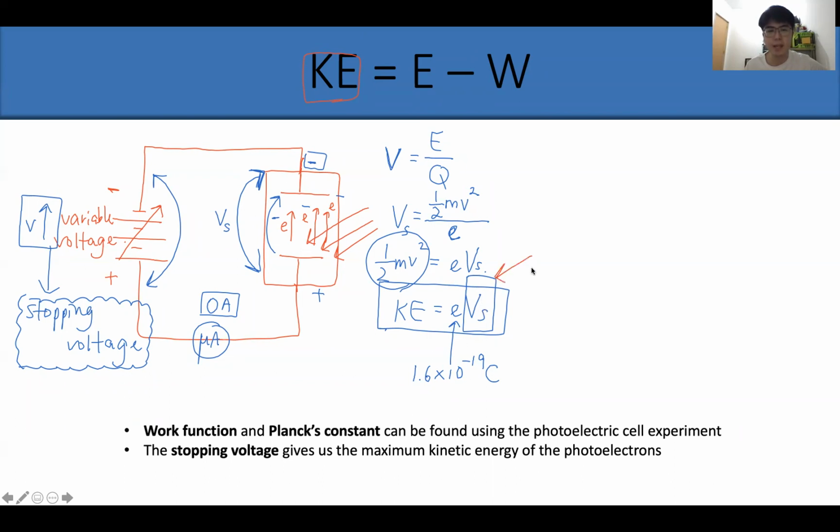Where do I get this Vs? I get it experimentally from this. So if I know my stopping voltage, then I can calculate the kinetic energy of the photoelectrons. Now take note of this.